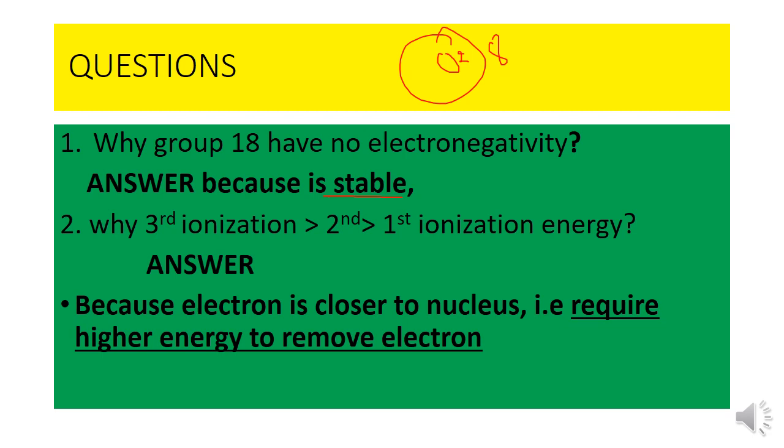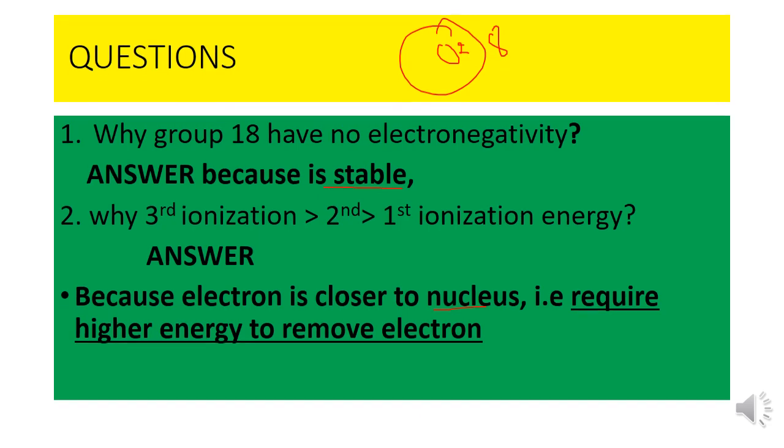Another question: why is the further ionization energy greater than the second, and greater than the first one? Because the electron is closer to the nucleus, which means it requires high energy to remove the electron. With further ionization energy, the electron is closer to the nucleus, so to remove another electron, it requires high energy.